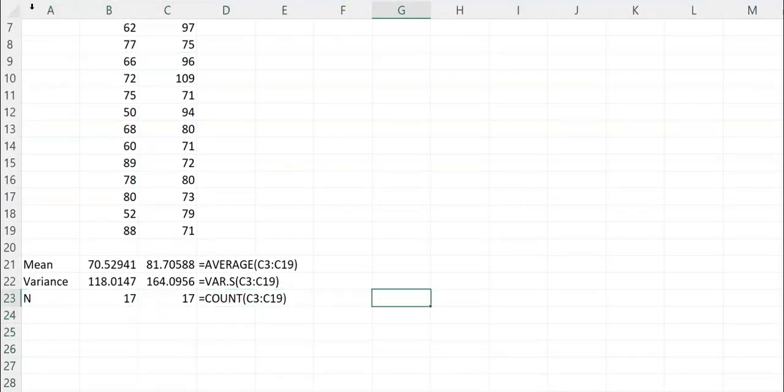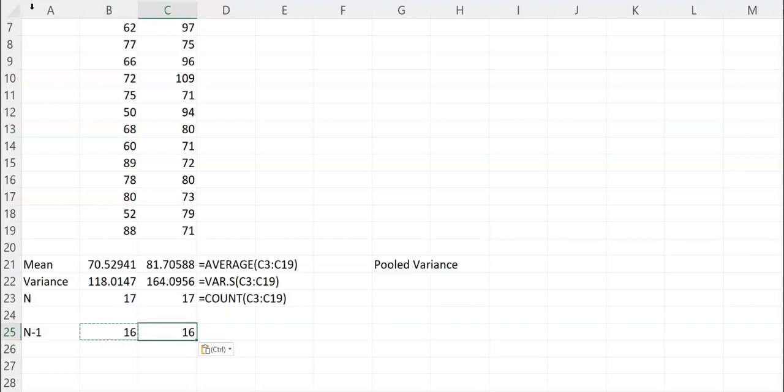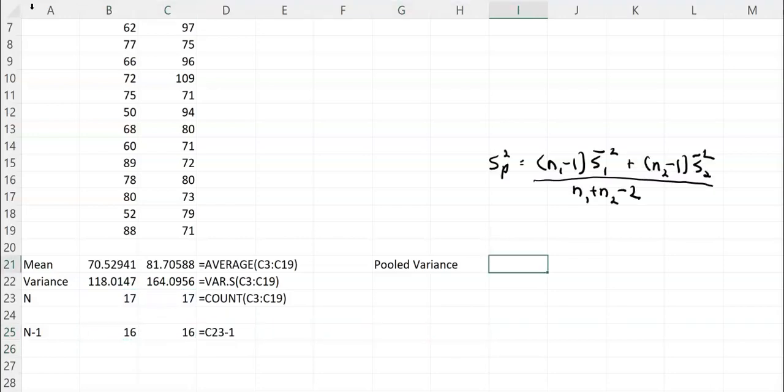Now we have to find the pooled variance. To do that, one of the things I can do is just find n minus 1, since it makes the calculation a little easier. So I can do 17 minus 1 for both of them. Now the formula is that. First thing I can do is find this part. So what I will write is equals 16 times the variance. That's for that first part.